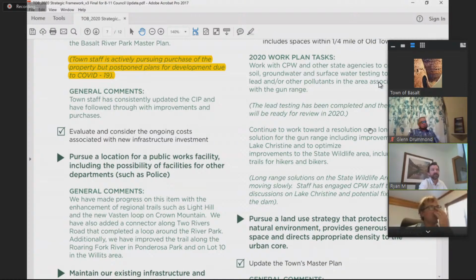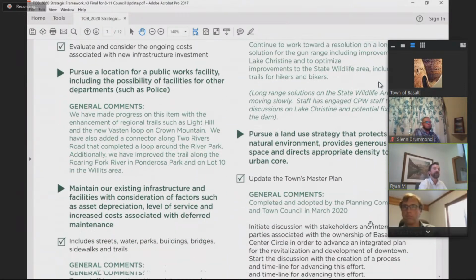And then looking also at long-range solutions. This is not only for the gun range, but the state wildlife area, Lake Christine. We've been having conversations. Those are moving slowly, I would say, at this point, and we just have to keep up with those. They do have a new dam engineer that has started, and I've requested a meeting with him, so we're working with Matt Yamashita to get that going. We'd like to aim to get Lake Christine itself filled back up and an amenity for the town. So, a work in progress.